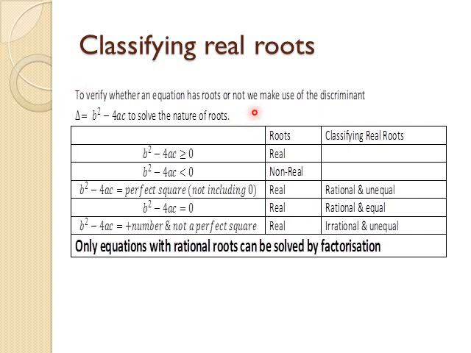So again, just to refresh from the previous: if the discriminant is greater than or equal to 0, the roots are real. If the discriminant is less than 0, non-real. If b squared minus 4ac equals a perfect square, then the roots are rational, unequal and real. If it's equal to 0, it's equal roots, rational and real. If it's a positive number but not a perfect square, irrational and unequal. So we're going to use this to classify. We're going to substitute in there, see what answer we get, and classify it accordingly.